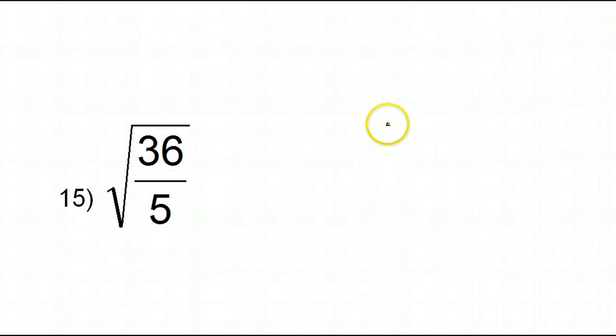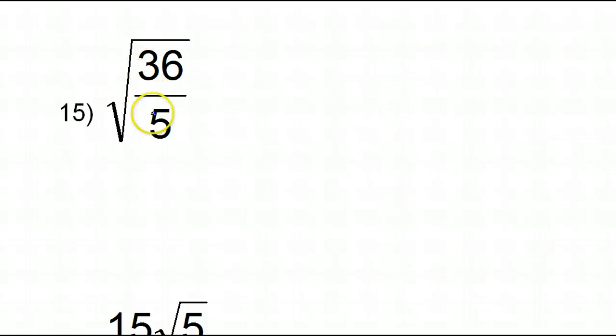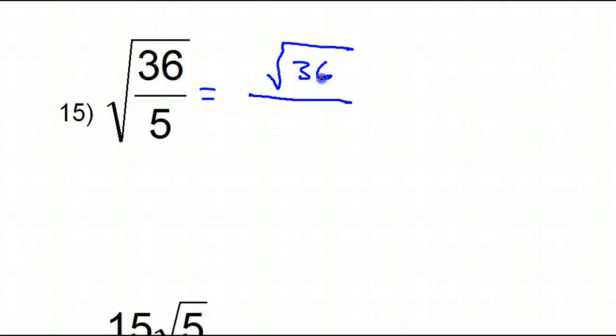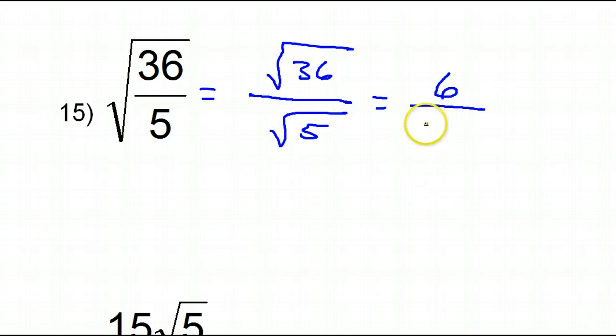Number 15. Alright, when you have the square root of a fraction, first thing, please understand that this is the same thing as the square root of 36 over the square root of 5. You can split it up into 2 radicals. Okay? Now, hopefully you recognize automatically this is a perfect square. The square root of 36 is just 6, so go ahead and do that.